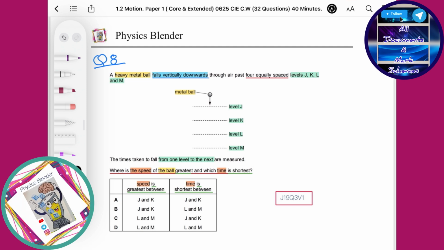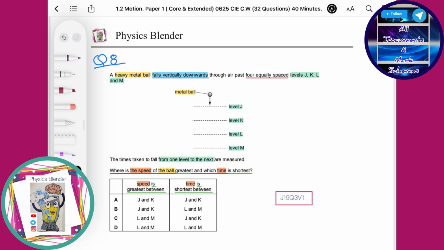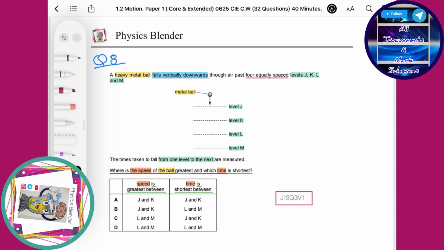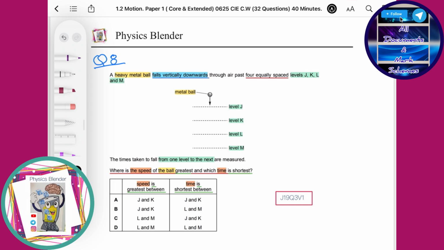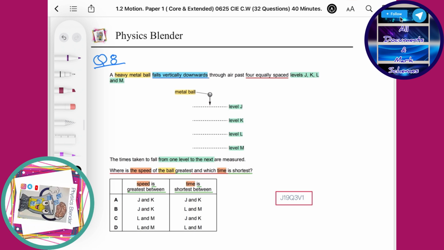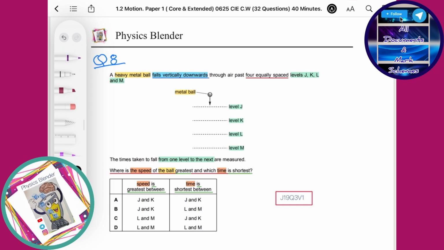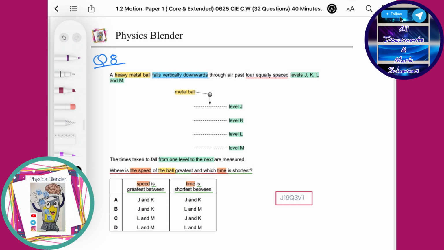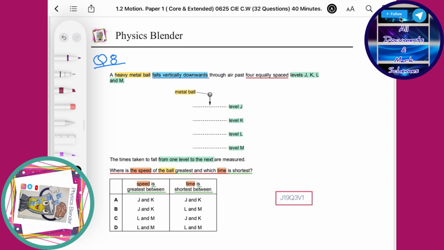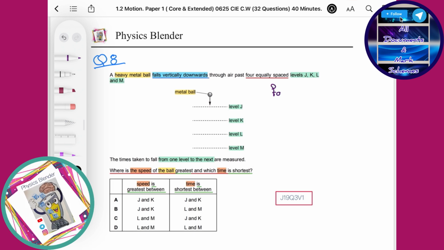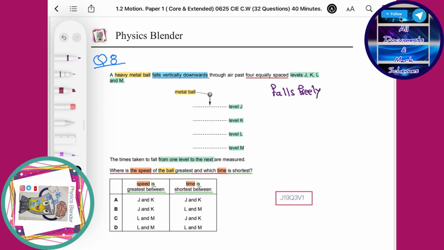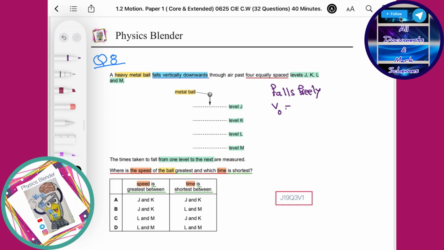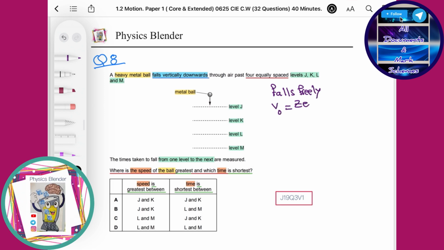Question 8, we have a heavy metal ball that falls vertically. What does it mean if the object falls vertically or is dropped? And what's the difference between falls, dropped, and thrown? If the object falls freely or is dropped, it means its initial velocity is equal to 0.